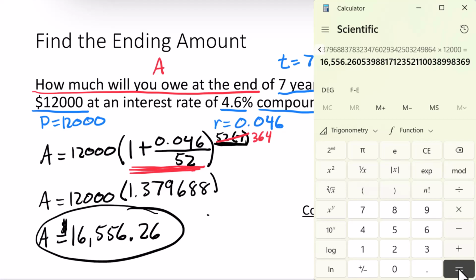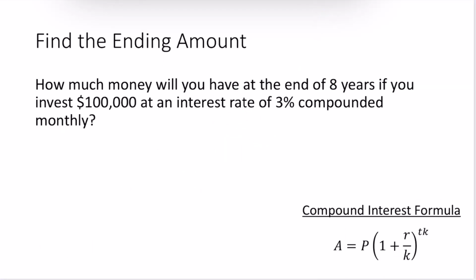So this would be the amount that I would owe at the end of the 7 years if I borrowed $12,000 at this interest rate. So why don't you go ahead and try this problem on your own, pause the video, and then restart it to see how I would solve it.